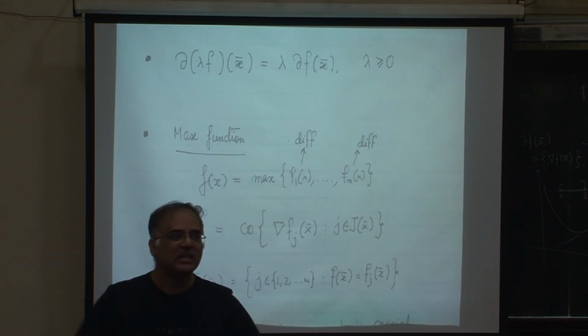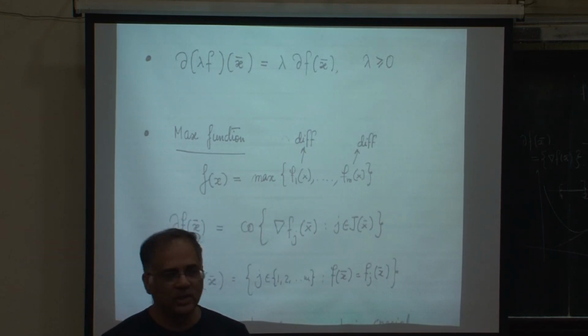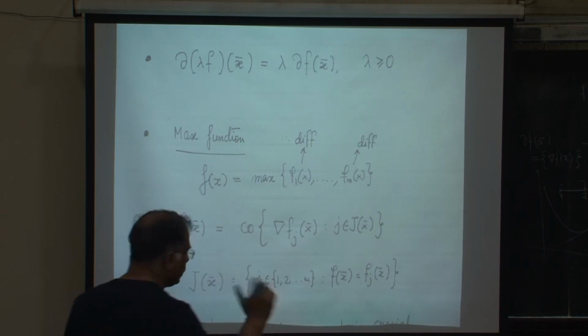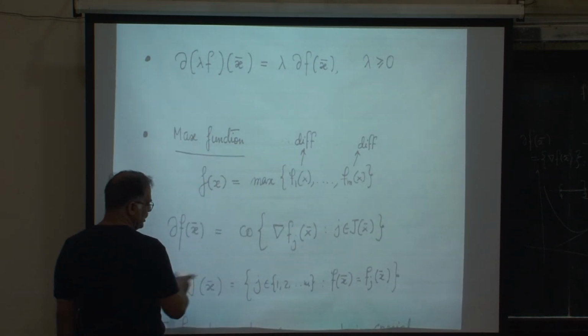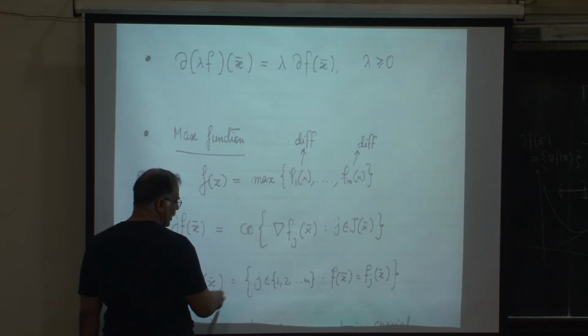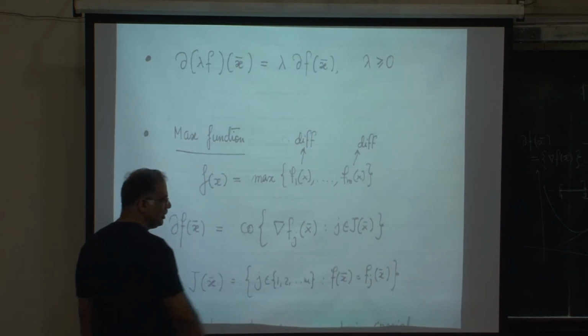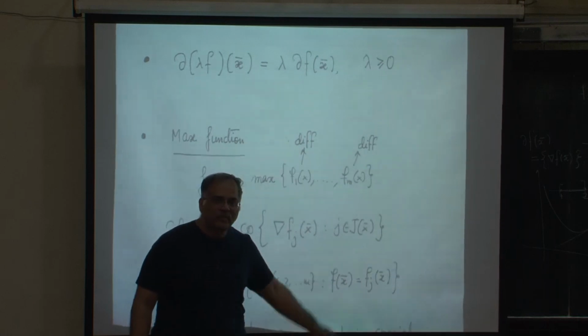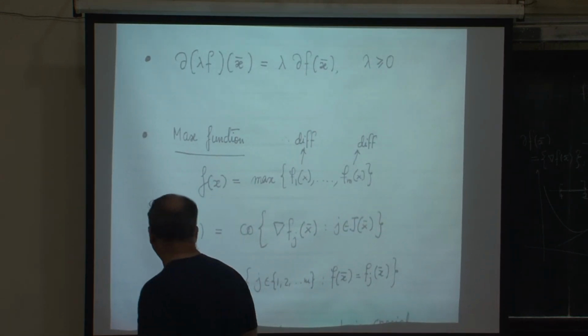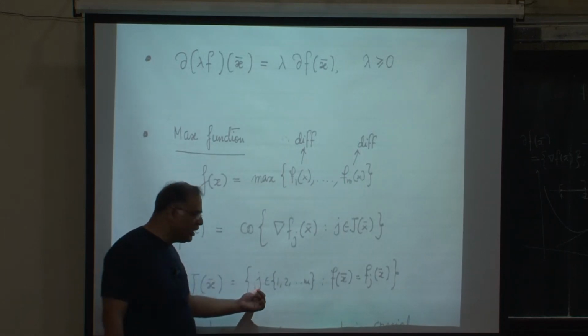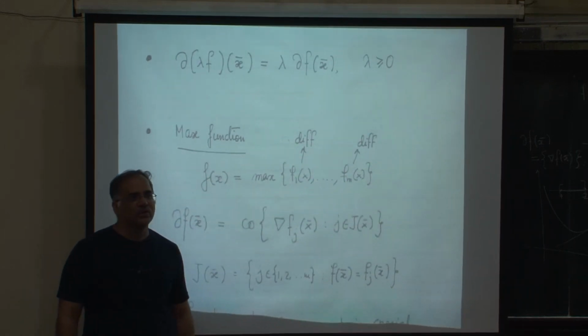So those are precisely the points where non-differentiability creeps in, where both of them are equal to the function value. See what happens if J of x bar is such that there is more than one index j for which this happens: then exactly those are the non-differentiable points. But if x bar is such that there is only one index, then it is not a non-differentiable point.